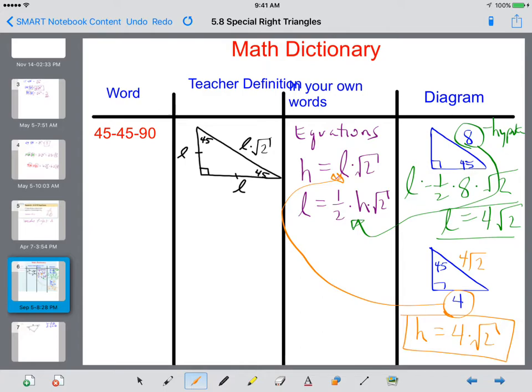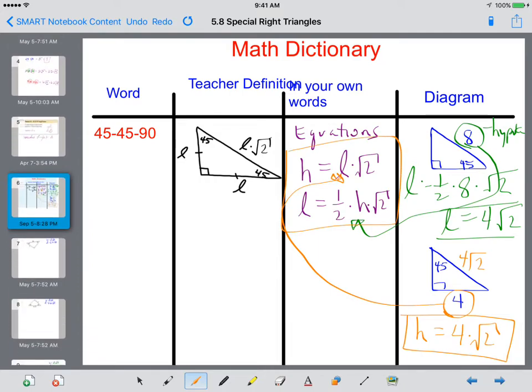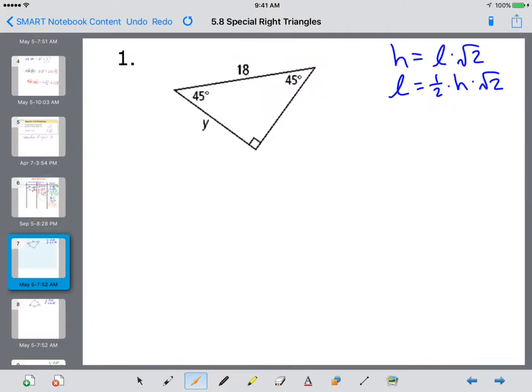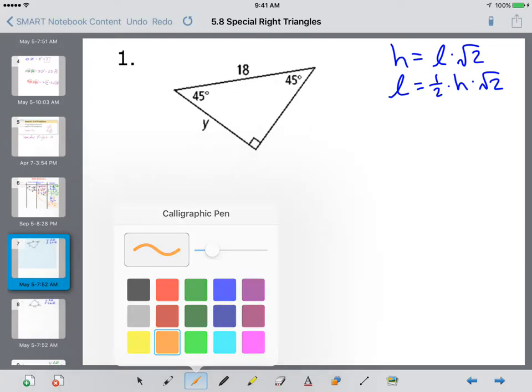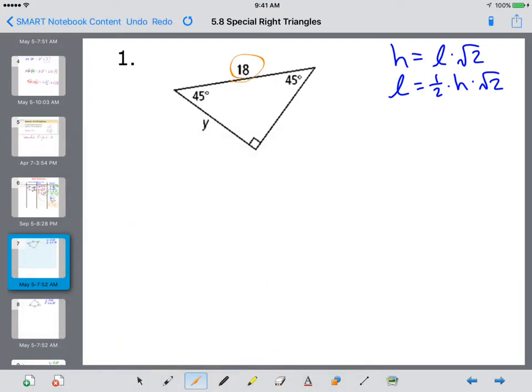Okay, make sure you have these definitions. You've got your equations. Make sure you have your equations written on your sheet of paper with your notes. I'm going to dive right in and start doing some of these examples here. So example 1. We are given a hypotenuse of 18. This represents the hypotenuse.